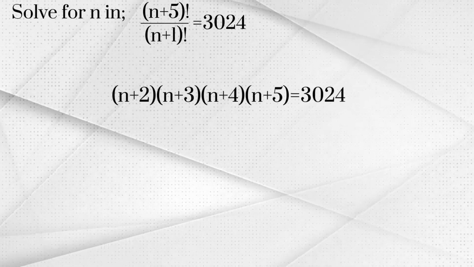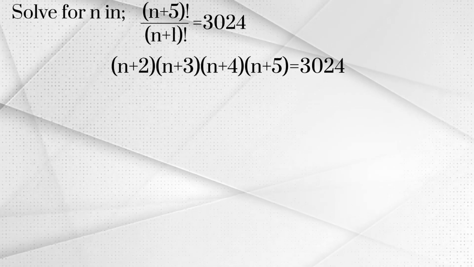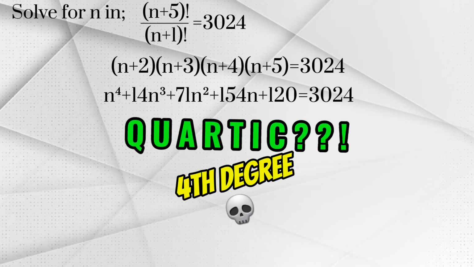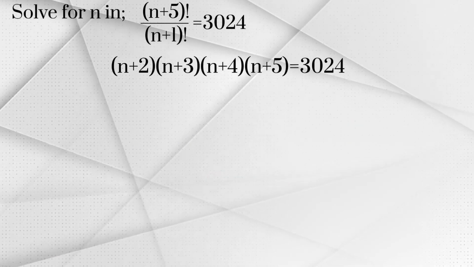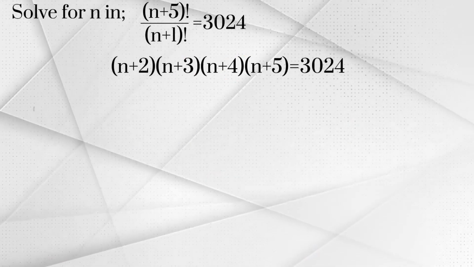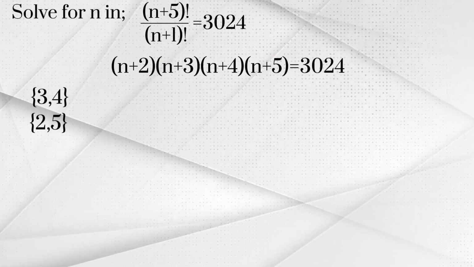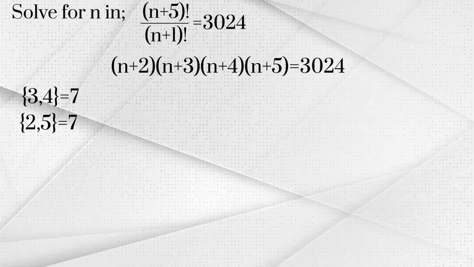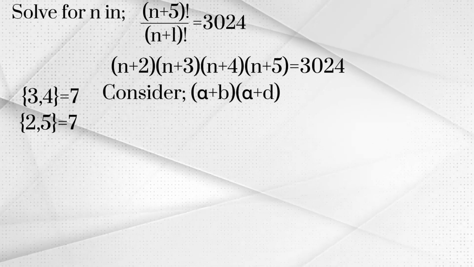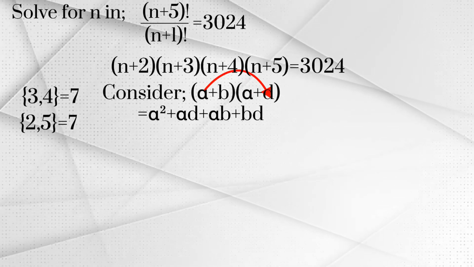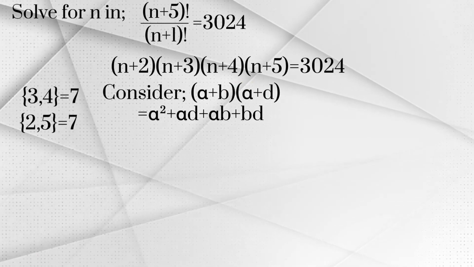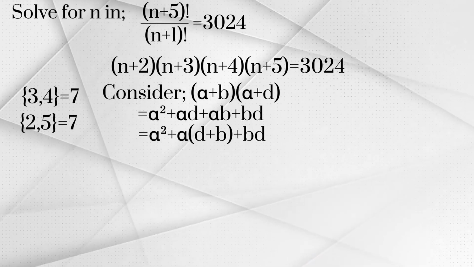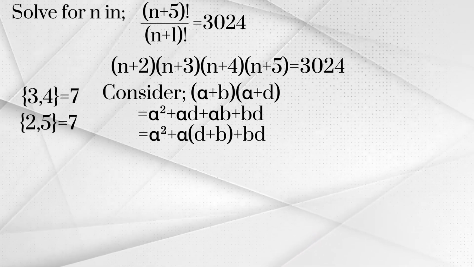We're now left with 4 brackets. If you're the algebra guy, then you can almost instantly tell that this product is going to give us a quartic equation, which gets very messy. But we can do this in a simpler way. We have the numbers 3 and 4 and 2 and 5. These pairs both sum up to 7. Why is this useful, you may ask? If we expand any expression (a+b)(a+d), we get a squared plus ad plus ab plus bd. From the middle terms, we can factor out a to get a(d+b). And d plus b is basically the sum of the constants.